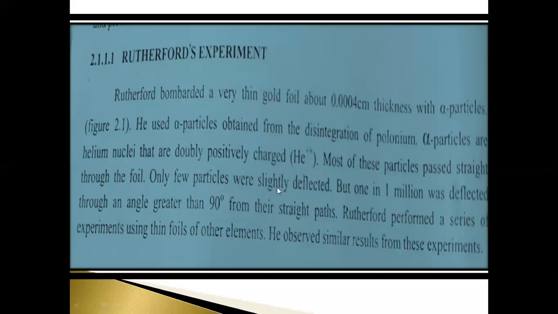Slightly deflected means deflected with a shorter angle, but 1 in a million. If there are a million particles, out of those million particles, only one particle is deflected at an angle greater than 90 degrees. So from this experiment, he observed some results. Although he performed the same experiment on other elements as well, and he got the same result.